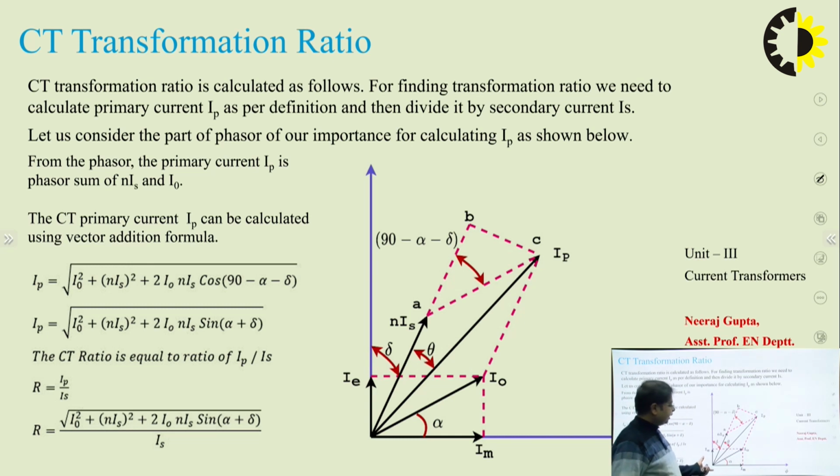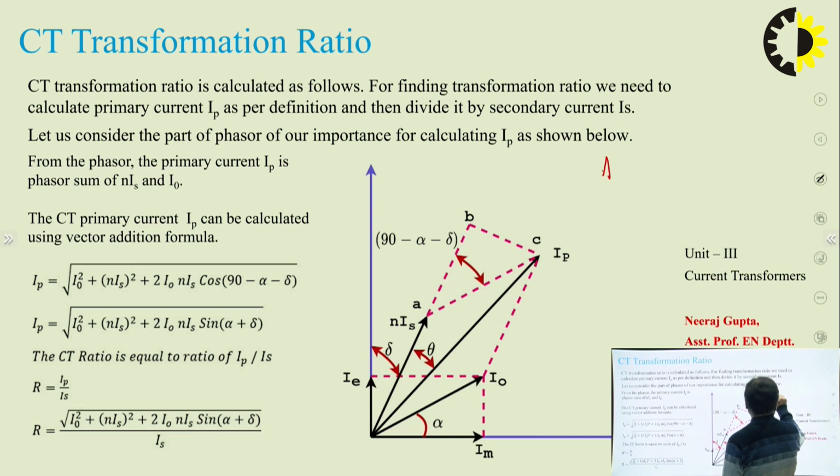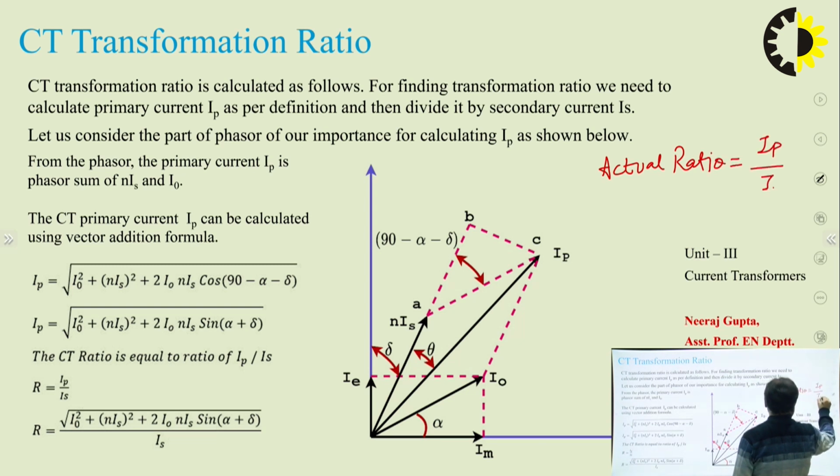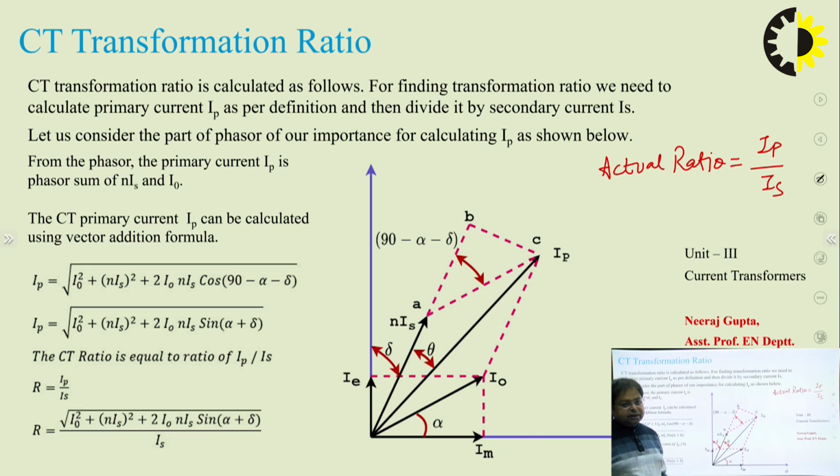So for that we have taken a referred phasor. The referred phasor is the complete phasor with respect to the primary side. When we draw a phasor with respect to the primary side itself, from there we can find out the actual ratio. Actual ratio is defined as IP by IS. To find the actual ratio, we have considered the primary-referred circuit, the phasor itself completely.